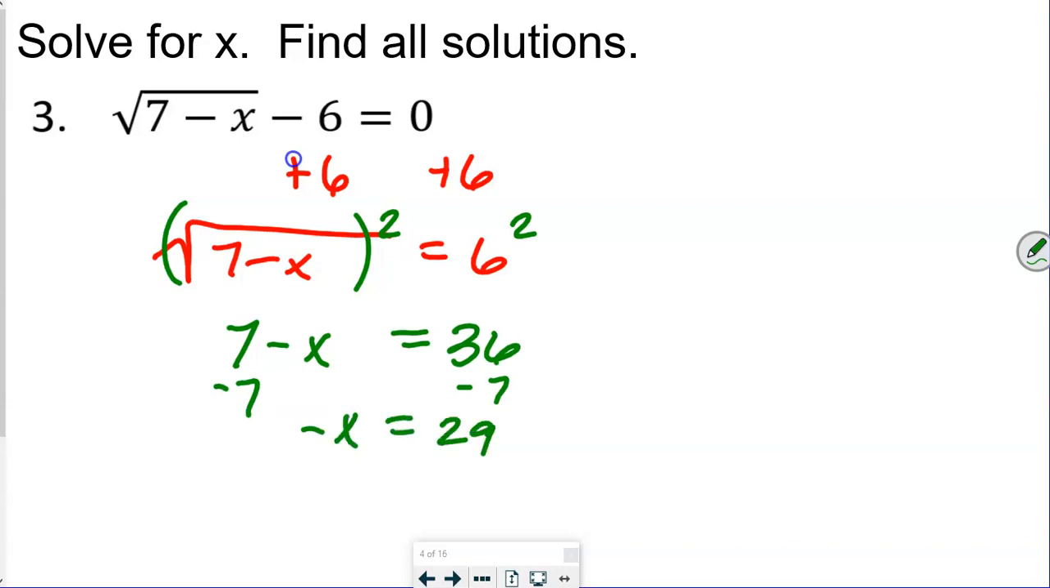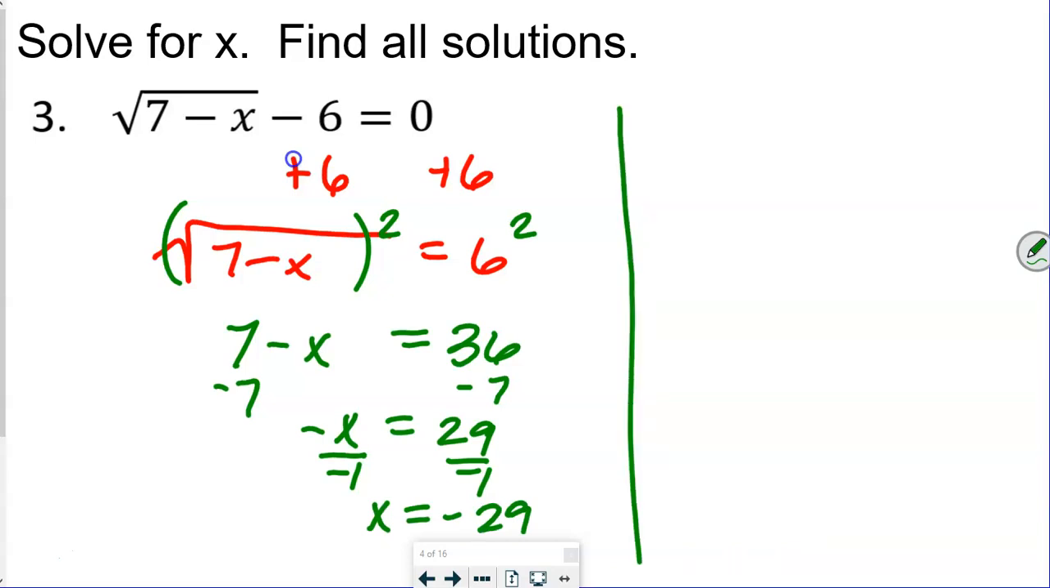And then you can either multiply by -1 or divide by -1. I'm going to go ahead and divide. So our x is equal to -29. And here again, we need to check it. Don't think just because you only got one answer, you don't have to check it. You still should check it.